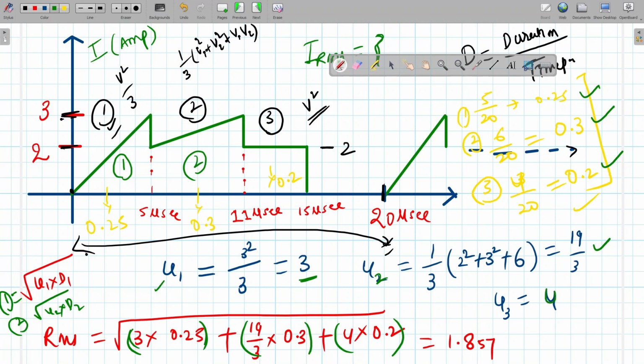And U3 is equal to 2 square, so 2 square will be 4. U3 is 4, you got? Okay, so after this what are we doing? RMS 1 whole square, RMS 2 whole square, RMS 3 whole square. So you have done 3 into 0.25 plus 19 by 3 into 0.3 plus 4 into 0.2. What final answer are you getting? You can calculate again. It will be 1.857.